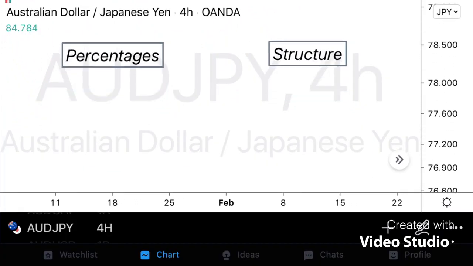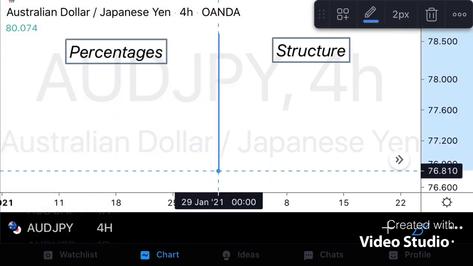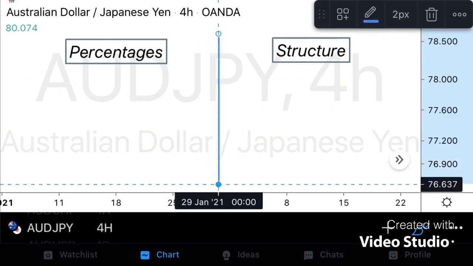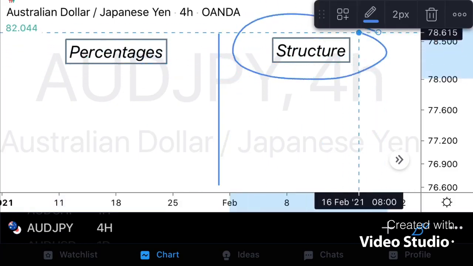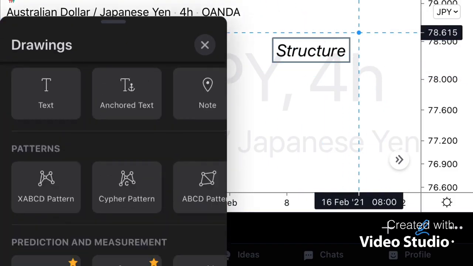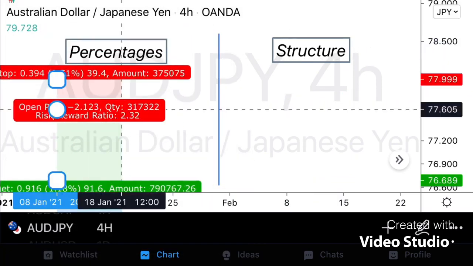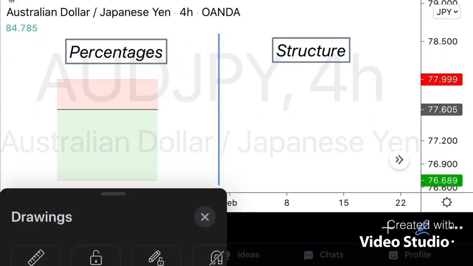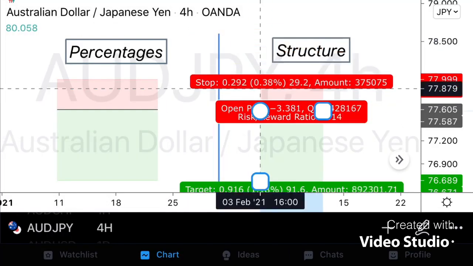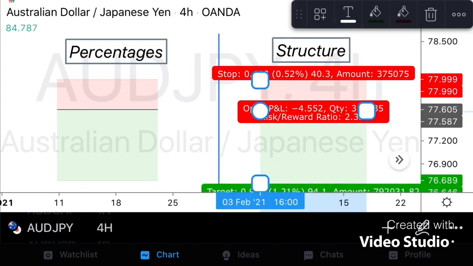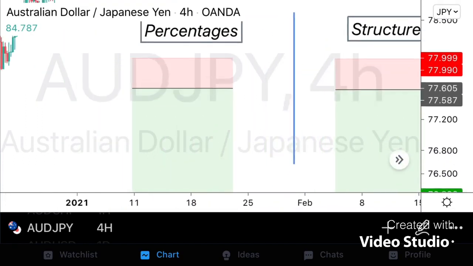Now guys, to start things off, we do see that we have some percentages here and we have structure. So these are the two methods of managing our position. Number one, we can either use percentages to manage our open positions, or we can use structure. Now let's get into percentages. I'll just create a hypothetical example here, and then we'll create one on the right hand side as well. Okay, so we'll get into the percentages.